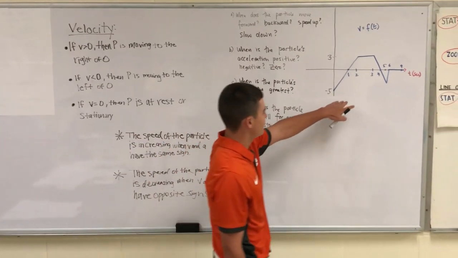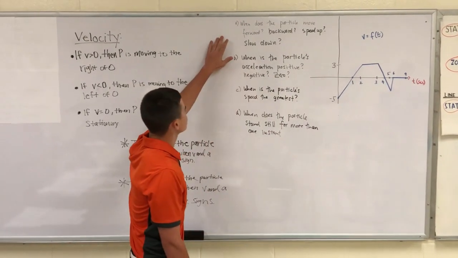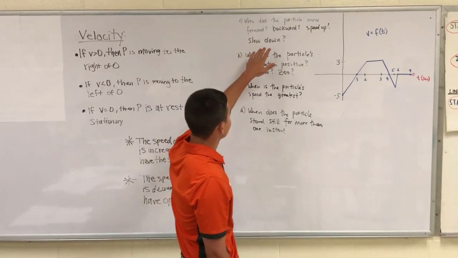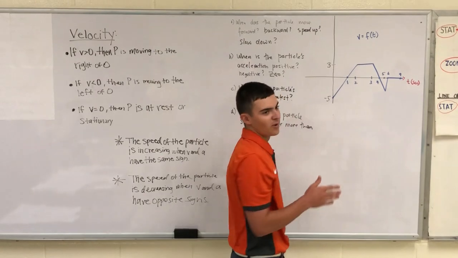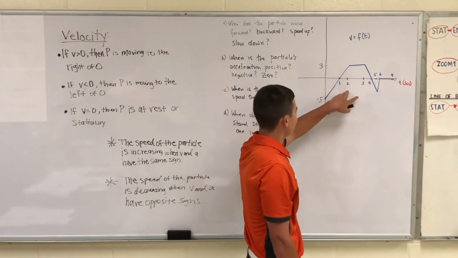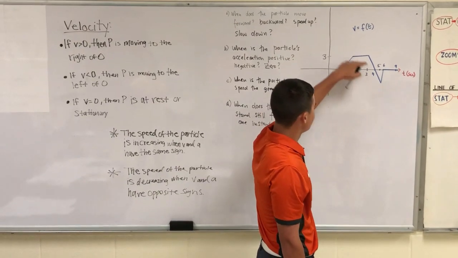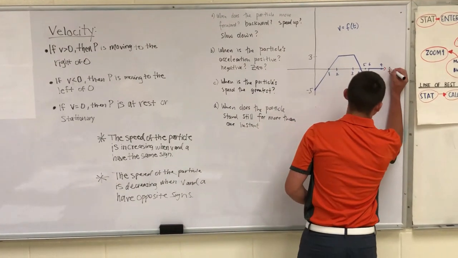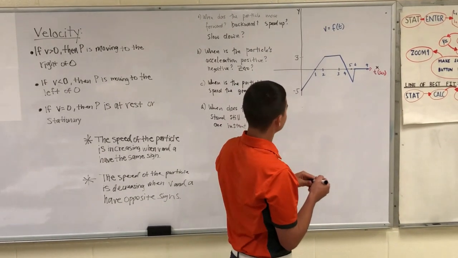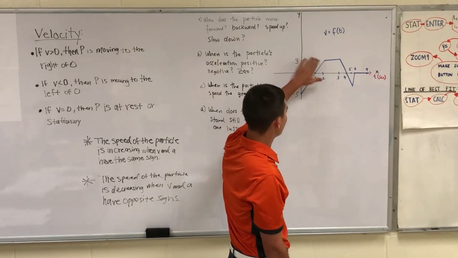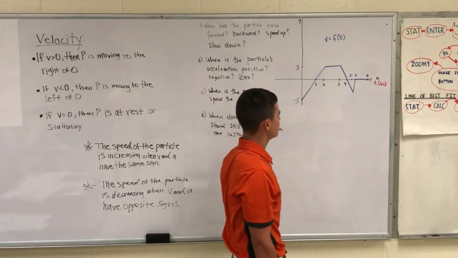We've got a graph of the velocity with relation to time. First question says, where does the particle move forward? Alright, so the particle will move forward when the graph of the velocity is positive, so that means above the x-axis. This is time, but it would be x. We have y here. So the particle would move forward between times 1 and 4, since it's above the x-axis.